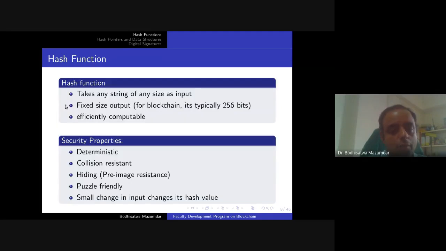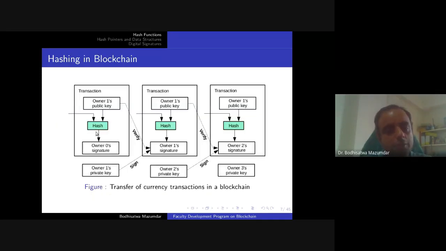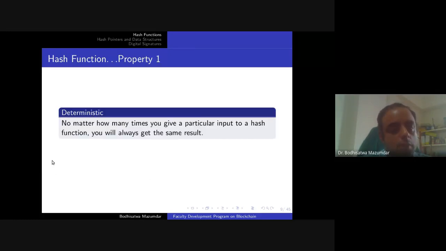That means whenever you apply this hash function, it generates the owner's signature. And if this hash function, instead of being deterministic, becomes probabilistic, then for the same set of input your signature will change. That reduces the reliability of the entire blockchain system. Hence, a hash function should be deterministic.